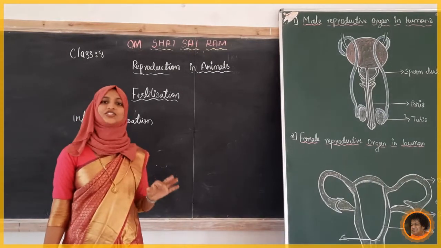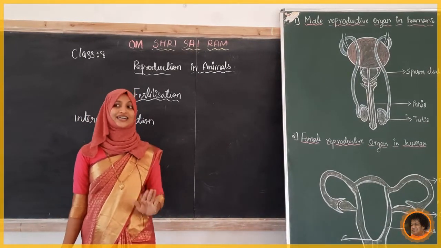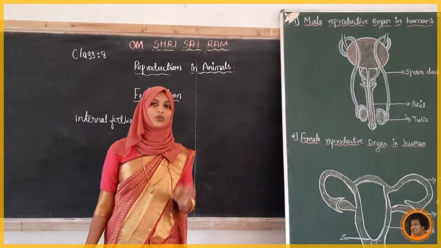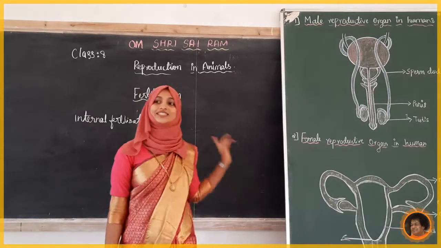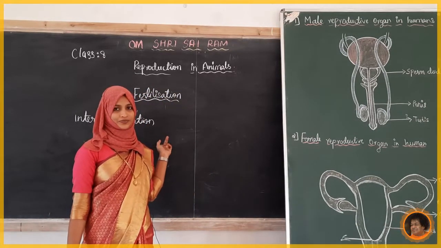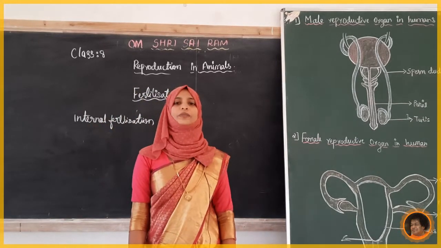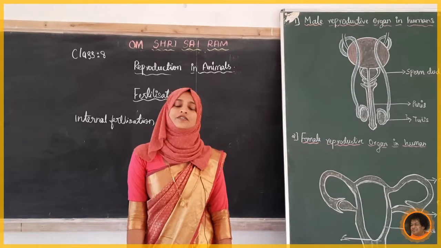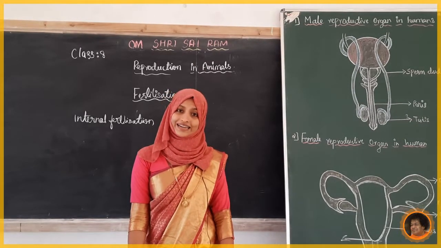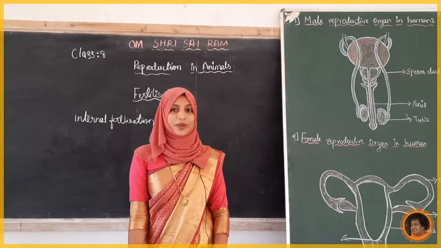If the fertilization takes place inside the body, we call that internal fertilization. Let us come to know what internal fertilization is. This is a type of fertilization, internal fertilization. Sometimes, if there is any problem in the oviduct or fallopian tube, can that female or lady give birth to a new individual or new baby?